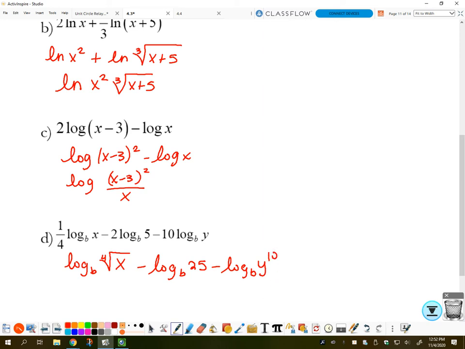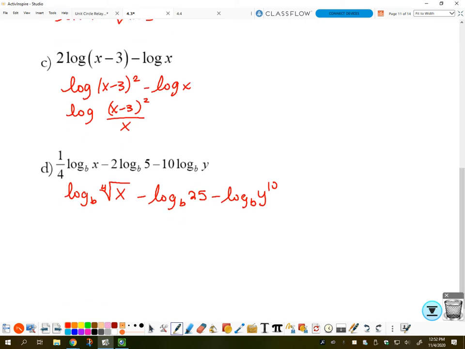Alright, so condensing that. You're going to start with log base b. Everybody has the same base, so it can all be put into one log. You have log base b of the 4th root of x over 25. And then you still have this piece.